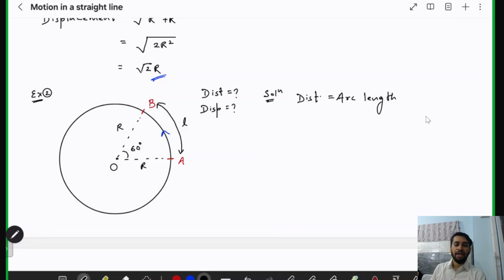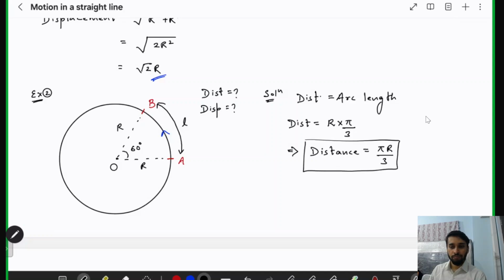And arc length is simply radius into angle in radian. So distance here in this case becomes, radius is r, and 60 degree in radian is pi by 3. So that is going to give us distance as pi r by 3. Okay, so distance will be equal to pi r by 3, right?